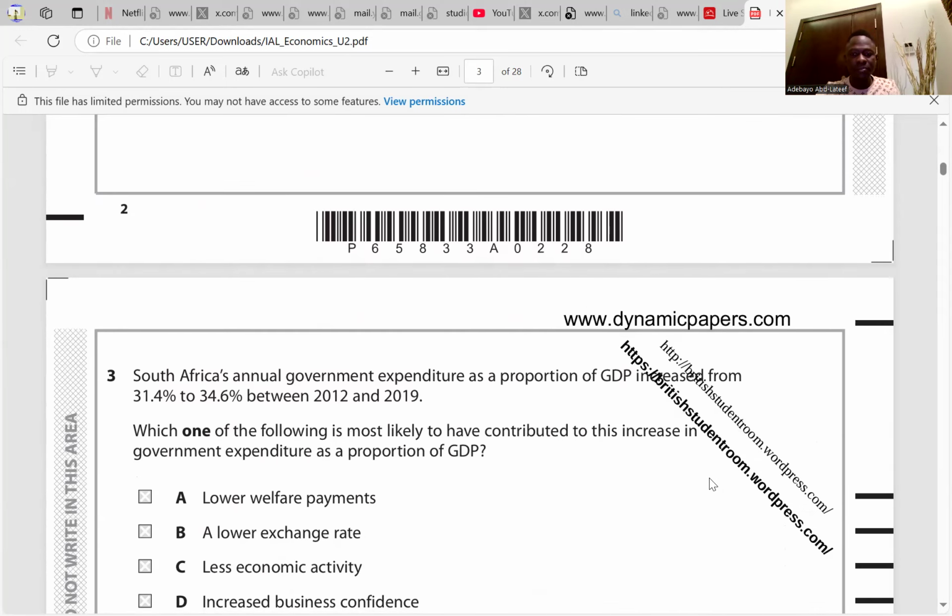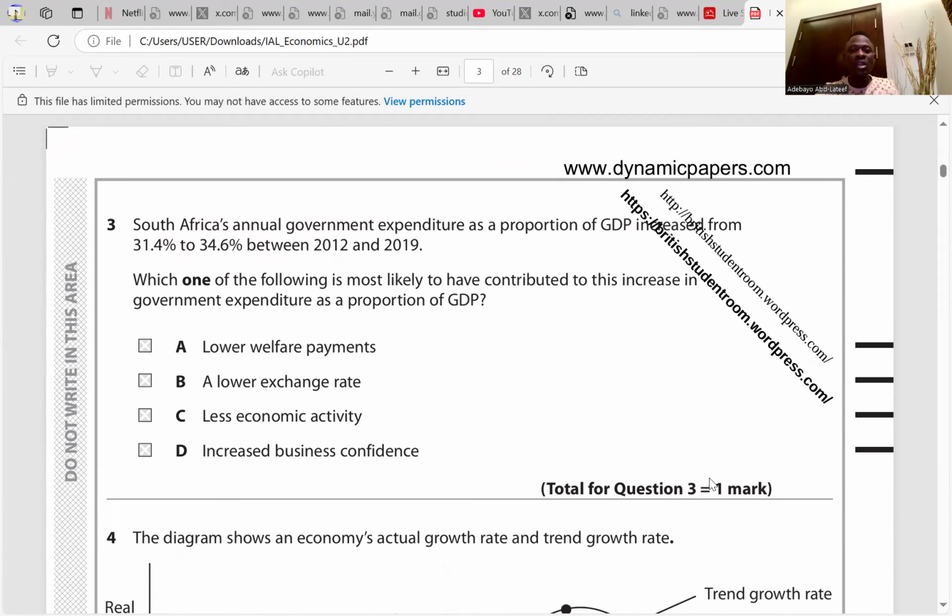Question 3. South Africa's annual government expenditure as a proportion of GDP increased from 31.4 to 34.6 between 2012 and 2019. Which one of the following is most likely to have contributed to this increase? Government expenditure would have increased if there's low welfare payment. If there's low welfare payment, government expenditure would be reducing, not increasing. A lower exchange rate will bring about a fall in interest rate, which simply means exports would have increased and government spending would fall and GDP would rise.